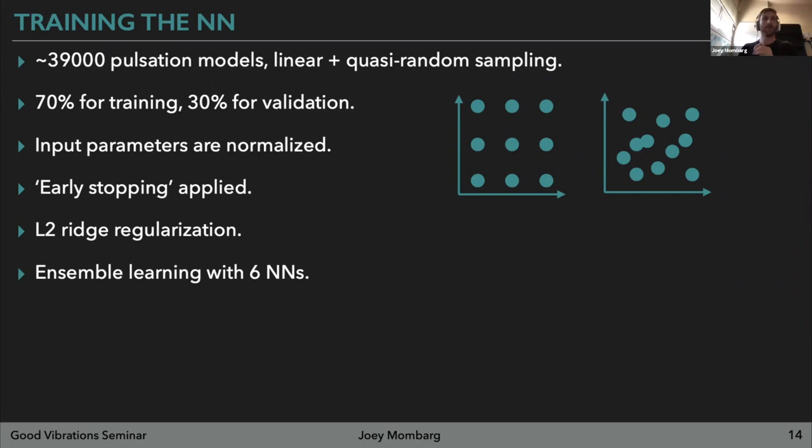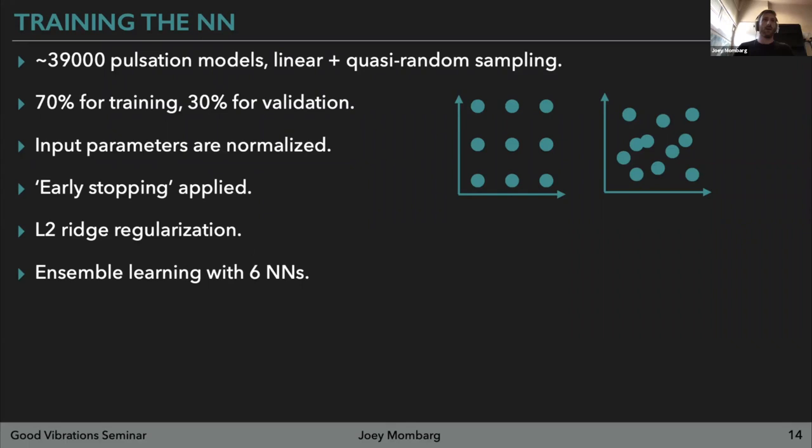All input parameters are normalized, apart from the periods for the output, because these are already in the order of unity. I'm using a technique called early stopping. What this means is you start training the neural network for a fixed number of epochs. But at some point, it could happen that the performance of your neural network starts to decrease again. So if the performance is not improving for a few consecutive epochs, we then stop the training and revert the weights back to the optimal configuration, where you have the lowest loss.